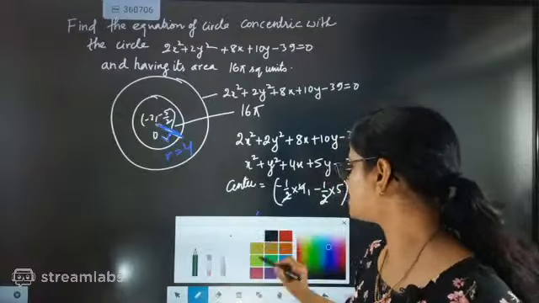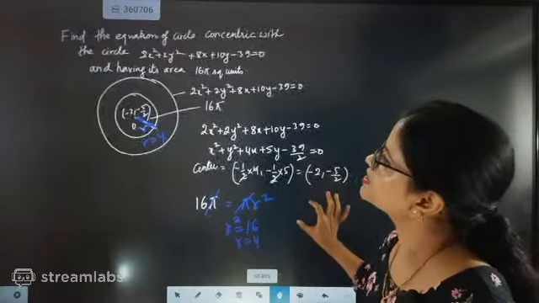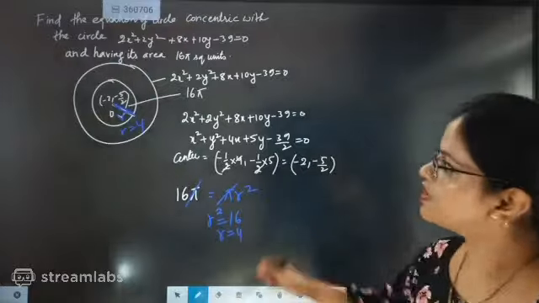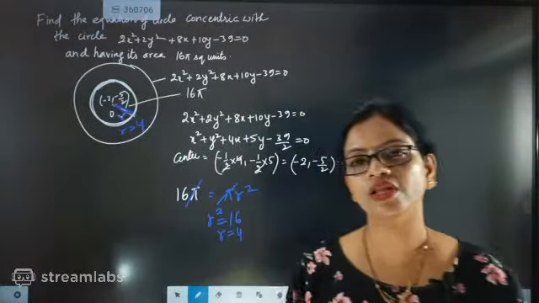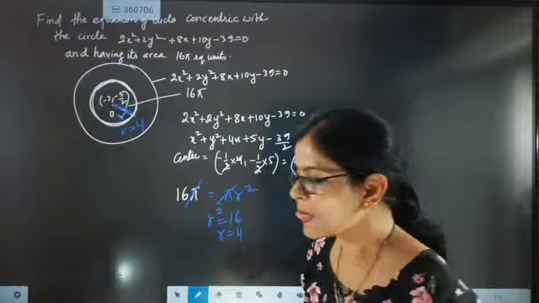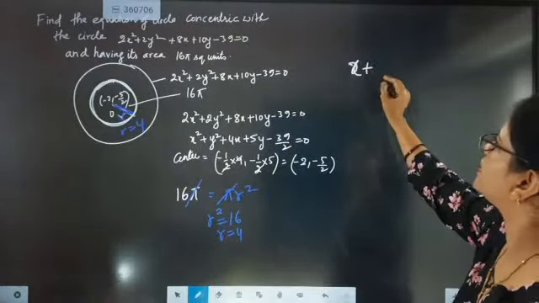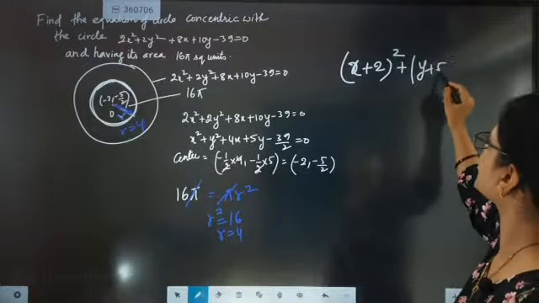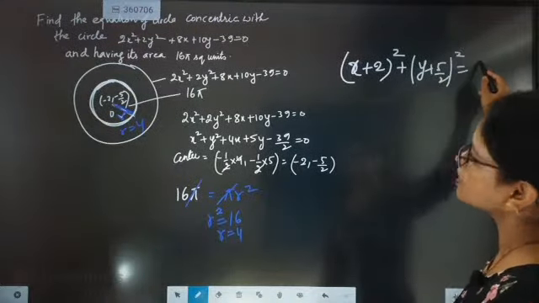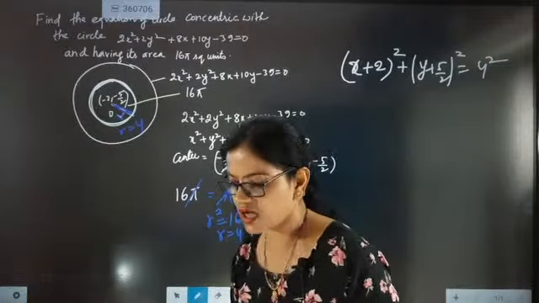Once the radius is 4, what will be the equation? Now we have to get the equation of the circle. We know the center is minus 2, minus 5 by 2 and the radius is 4. So the equation of the circle will be x plus 2 whole square plus y plus 5 by 2 whole square equal to 4 square, that is 16.